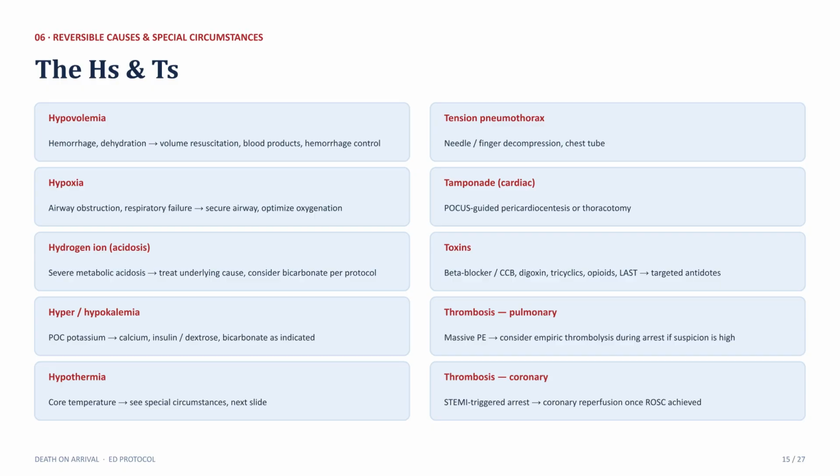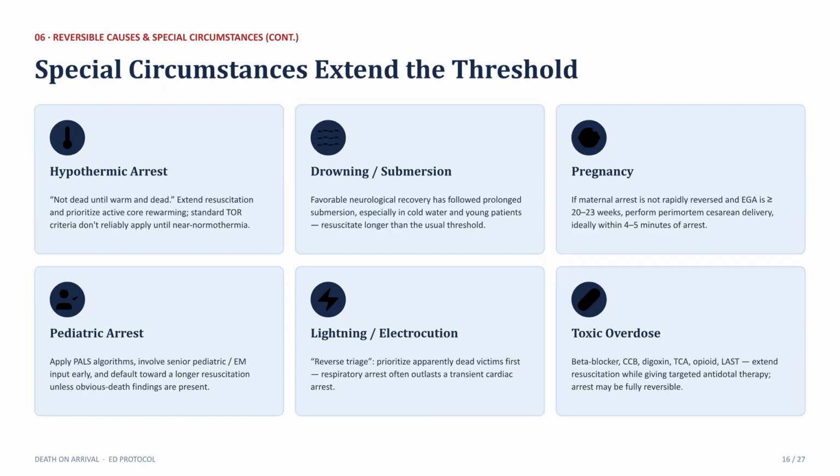scenarios. When addressing reversible causes, remember the classic H's and T's. From hypovolemia and hypoxia to cardiac tamponade and toxins, identifying and treating these underlying conditions is vital. Certain situations, like hypothermic arrest, drowning, or pregnancy, may require extending the resuscitation threshold. Always prioritize core rewarming or specific interventions as indicated by the patient's condition.